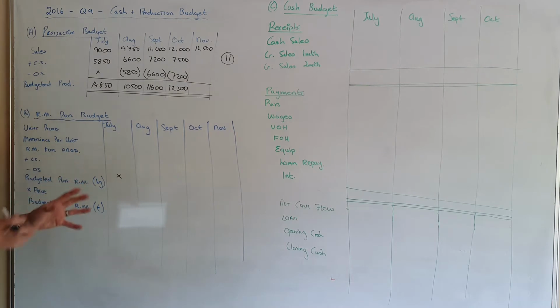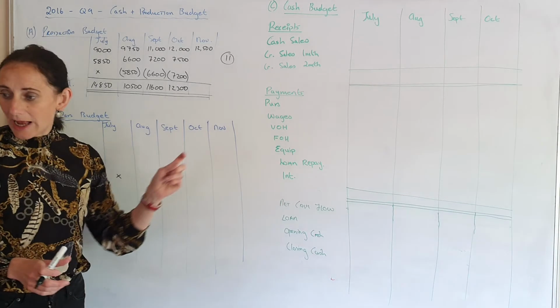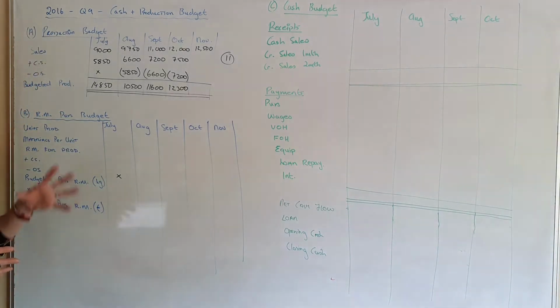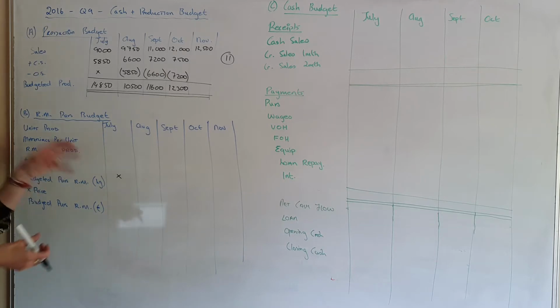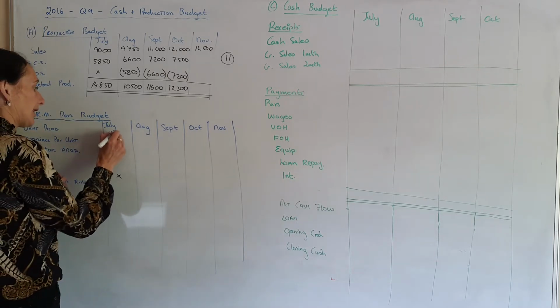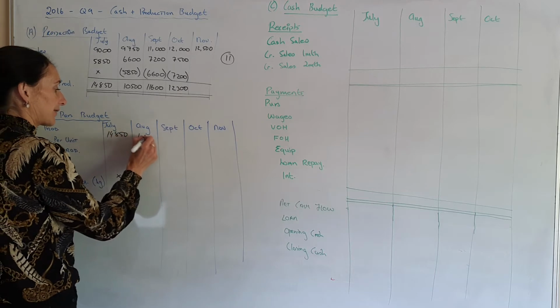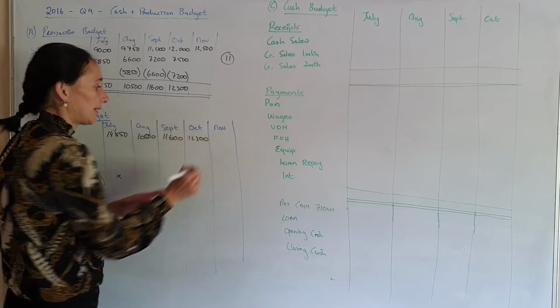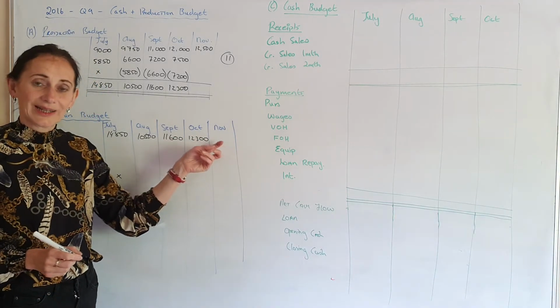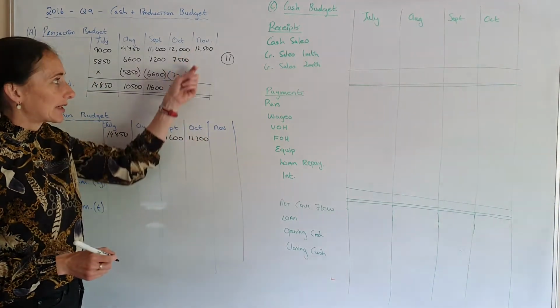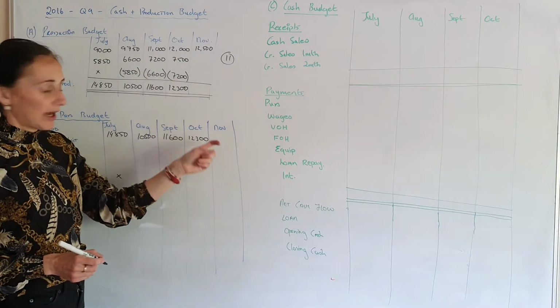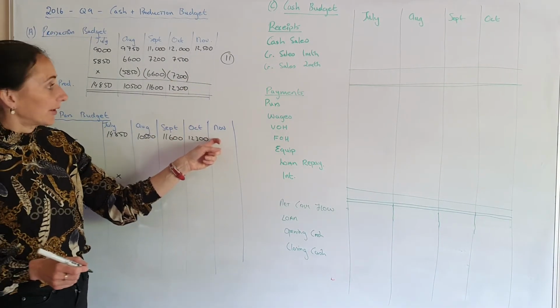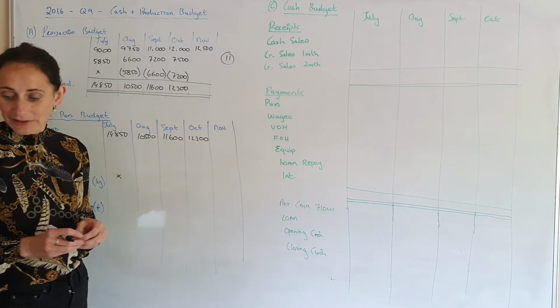This again, they ask you to do the 4 months, but I'm going to need November because in November we know that the closing stock will be based in our November. So let's fill this in. So our units of production is 14,850, 10,500, 11,600, 12,300. I need this. So even though I don't need to have any marks for this here, I need my November figure to make sure I'm going to be able to work this out.